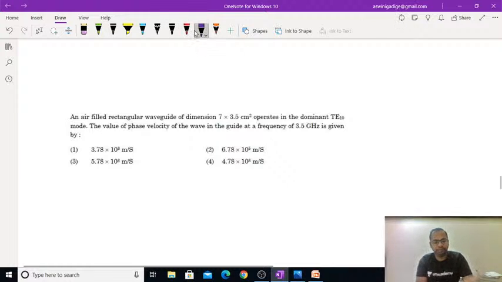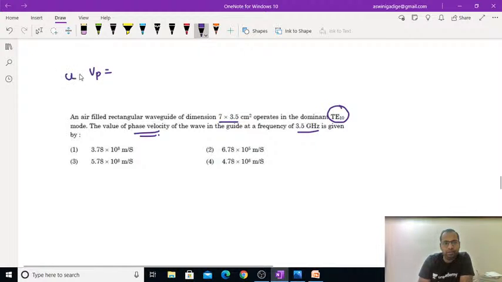Next, an air-filled rectangular waveguide of dimension 7 by 3 by 3.5 operates in the dominant TE10 mode. The value of phase velocity of the wave in the guide at a frequency of 3.5 GHz is given by. So they are asking for the phase velocity here. Okay. So here first of all I will give you two formulas, one for the phase velocity and second one for the group velocity. Usually for the phase velocity, V suffix P or U.